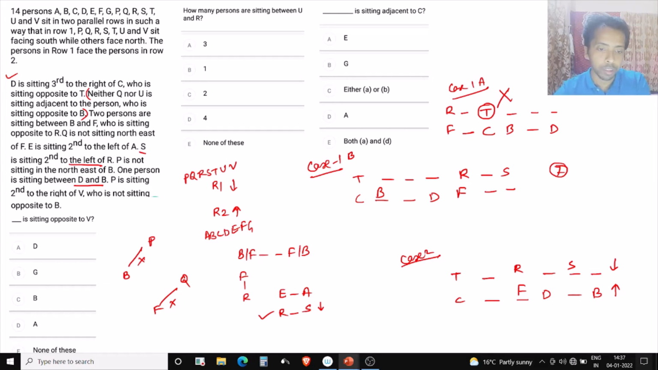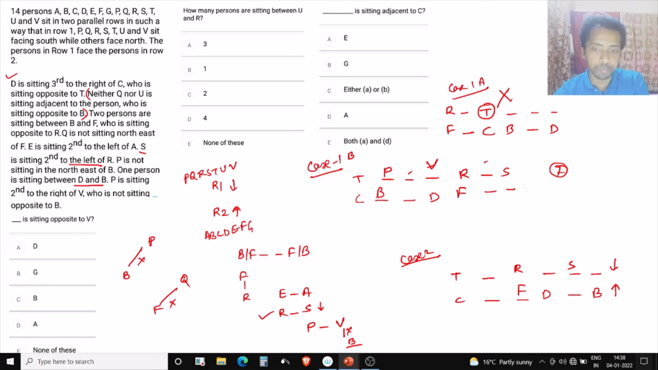Yeah, right. Now, P is sitting second to right of V. V is not facing opposite of B. Right. Here already 7 persons. Now, P and V, P can come here, but P cannot come in the northeast direction of B. Already 7 persons are occupied. P cannot come here, here, or here. So only position for P, that is it. P sits exactly opposite of B, and V is here.